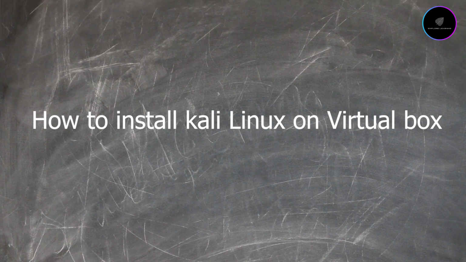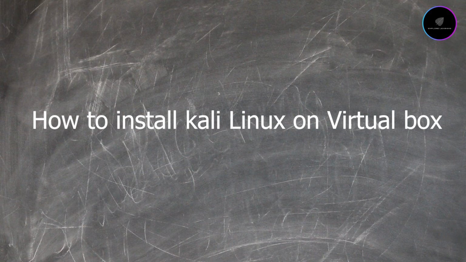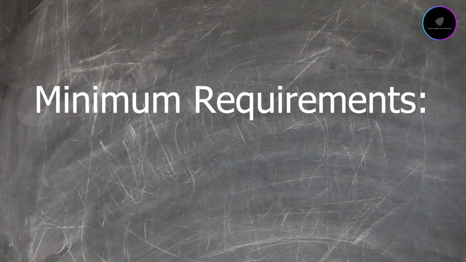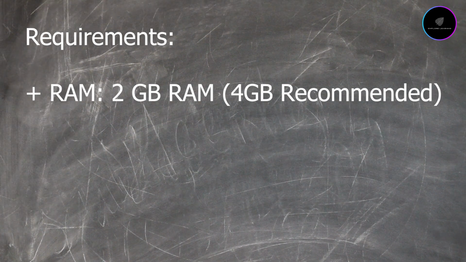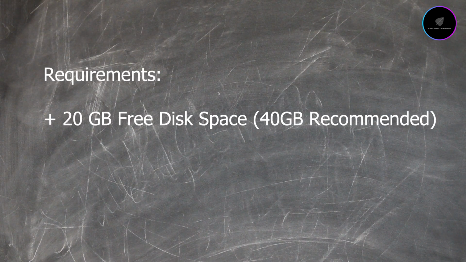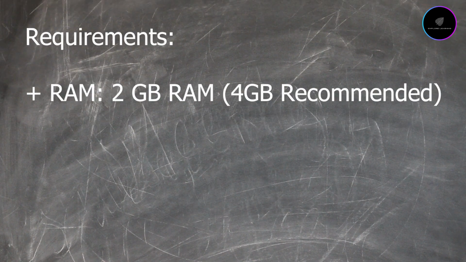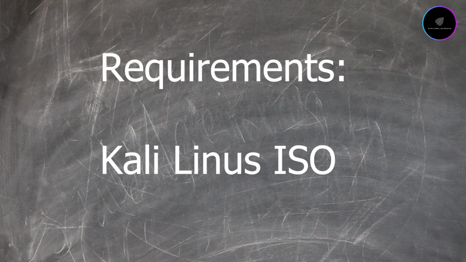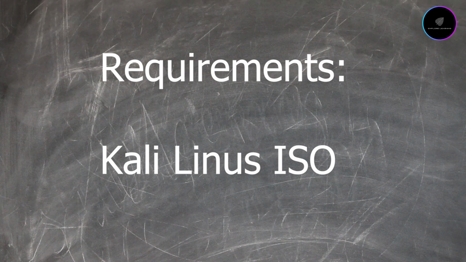In today's video, I'm going to be showing you how you can install Kali Linux on VirtualBox. Now, the first thing you need to realize is that you need to have the minimum requirements. One, the minimum requirement is that you need a minimum of 2 gig RAM, but I recommend 4 GB. For the free disk space, you need a minimum of 20 GB, but I recommend 40 GB. Now you need a CPU of 2 core, which is minimum, and you also need the Kali Linux ISO.